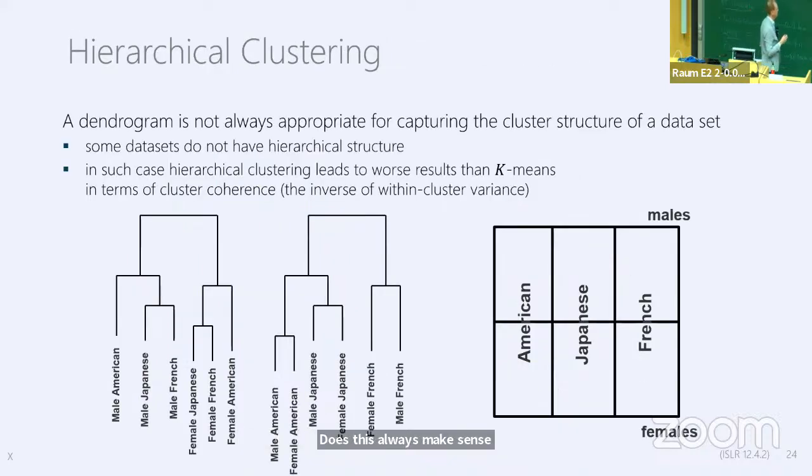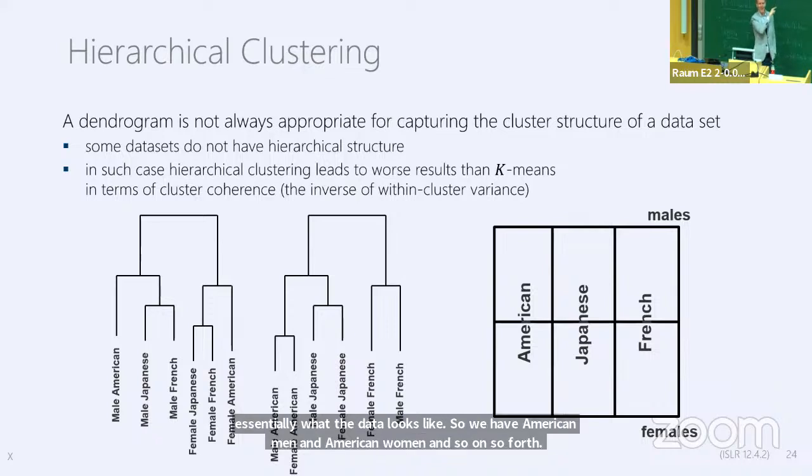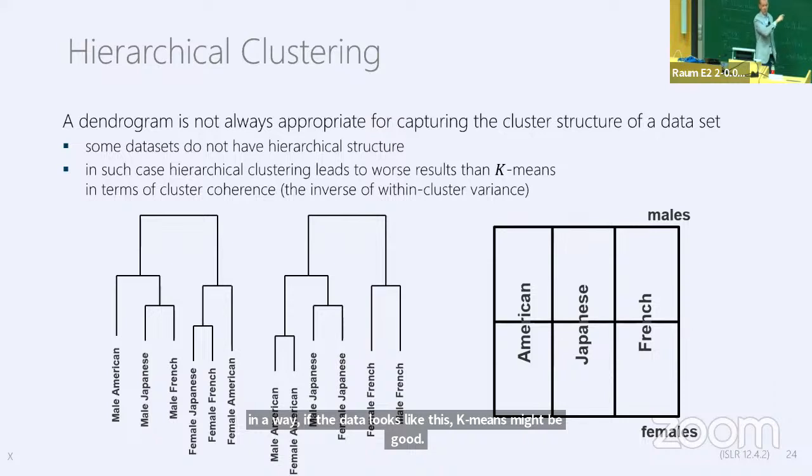But, good. Does a dendrogram or does a hierarchical clustering, does this always make sense? Not really. But if the data looks like we have on the right, so we have 3 nationalities, men and women, that's the split here. This is essentially what the data looks like, right? So we have American men, American women, and so on and so forth. Then you kind of would like to cluster like that, right? So in a way, if the data looks like this, k-means might be good, because k-means could find a blob for each of the cells, right?